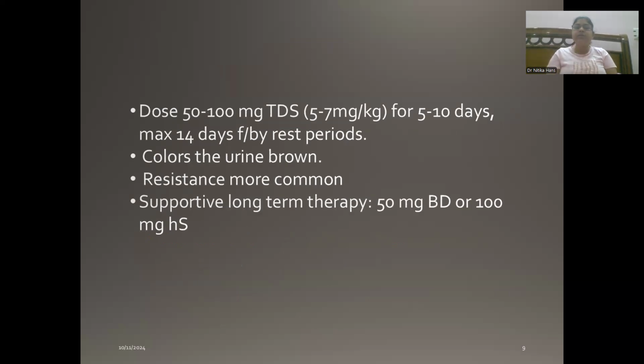Dose is 50 to 100 milligram TDS, meaning three times a day, 5 to 7 milligram per kg for 5 to 10 days, maximum 14 days followed by rest periods. It colors the urine brown. Resistance is more common. For supportive long-term therapy, the dose is 50 milligram BD, twice daily, or 100 milligram at bedtime.